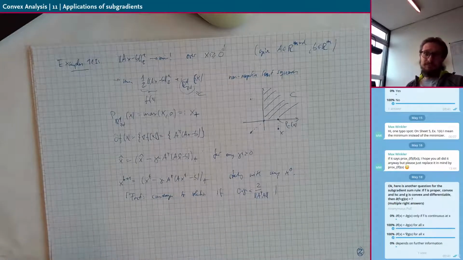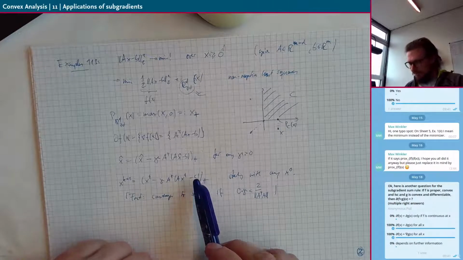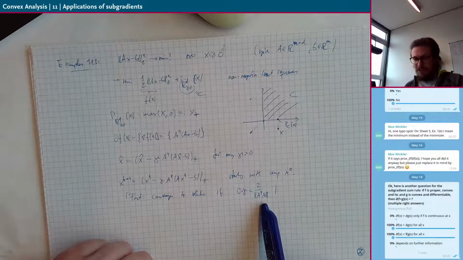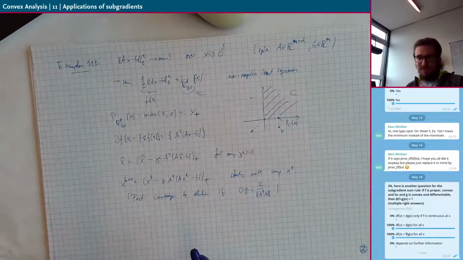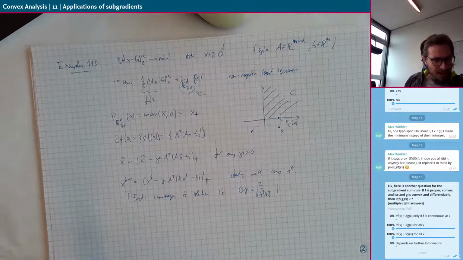And you can just try. You can just type it in, generate some random matrix and a vector, choose some gamma like that, iterate, and you will see you will get a solution of the non-negative least squares problem. Okay.